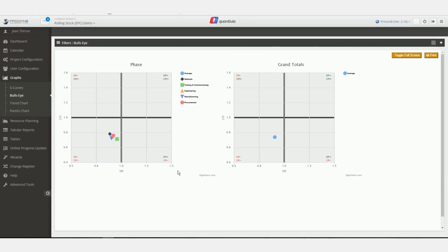Looking for instance at procurement, SPI is 0.92 and CPI is 0.76. The best quadrant to be in would be the quadrant where SPI as well as CPI is positive, and the worst quadrant to be in is where SPI and CPI is negative.